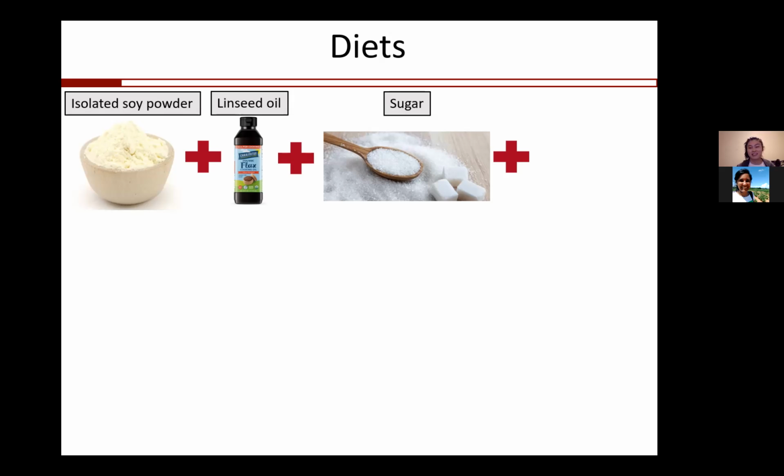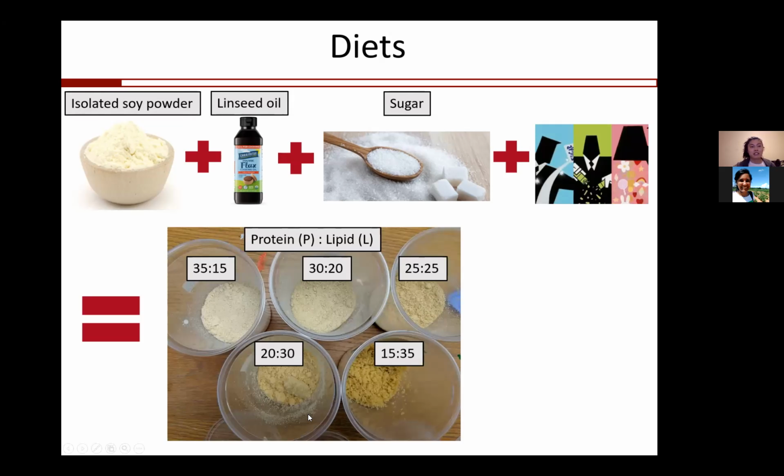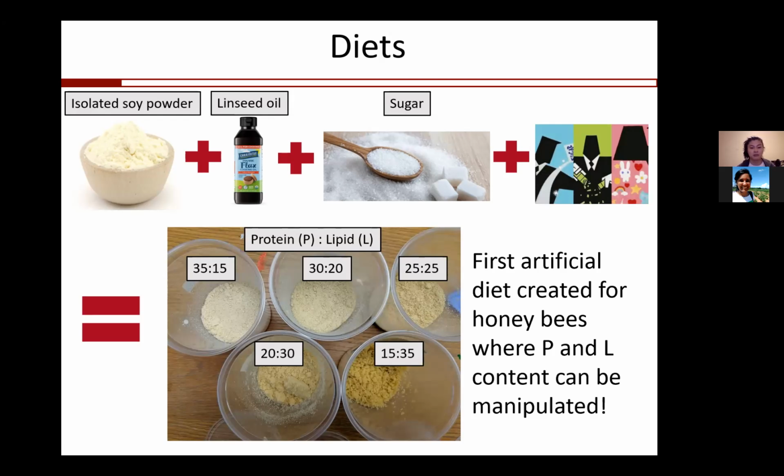But we created these different diets with different protein lipid ranges based on what we currently know about the levels of protein and lipids in bee bread and also pollen. And this is actually one of the first artificial diets that's been created for honeybees, where we can manipulate the protein and lipid levels without diluting the other micronutrients in the diet itself. So we can do a lot of experiments with these PL levels.